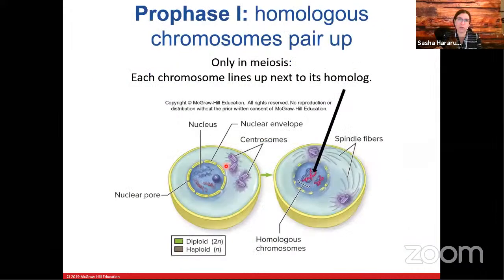Okay, so in prophase 1, homologous chromosomes also pair up, and it happens only in meiosis. Remember, in mitosis, the chromosomes did not need to pair up. They were just replicated and pulled apart into different cells. But during meiosis, they pair up. Each chromosome lines up next to its homolog. Well, the homologous chromosomes line up.